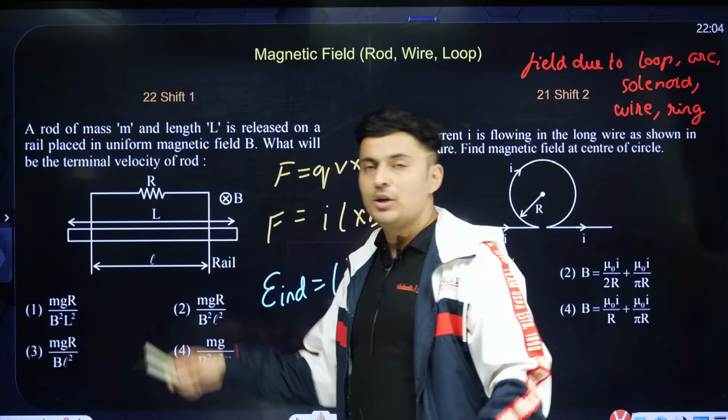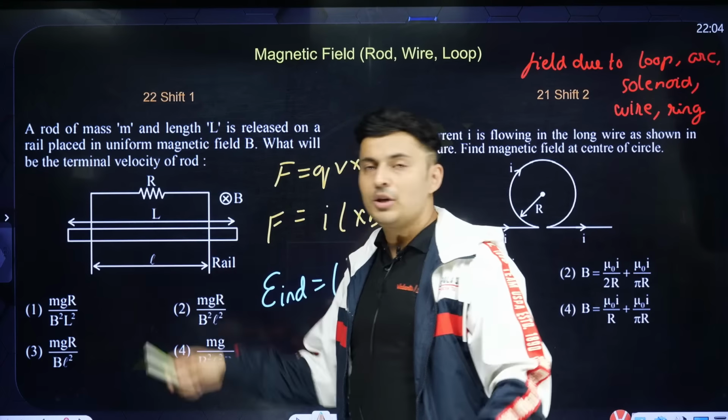I feel there might be a question next time on a rod which is being rotated, and what is the EMF induced, guys? Quickly spam the answer. Yes, it is B omega L square divided by 2. B omega L square divided by 2 is the formula when you have a rotating rod of length L inside a magnetic field. Yeah, that kind of question might also come.